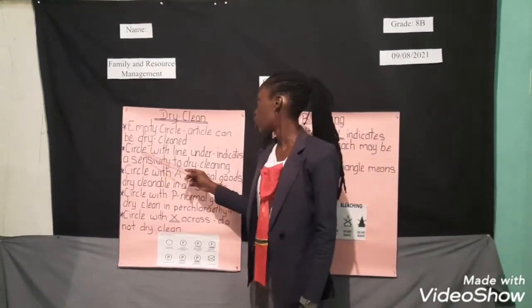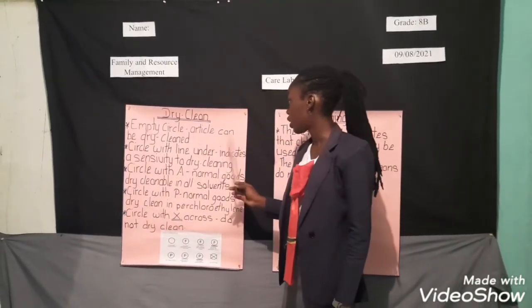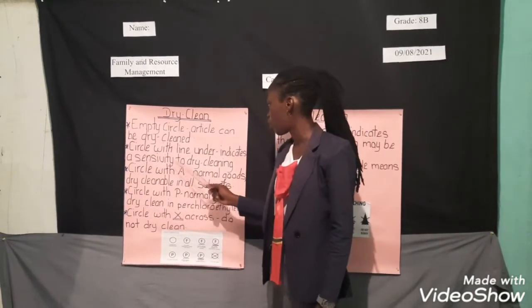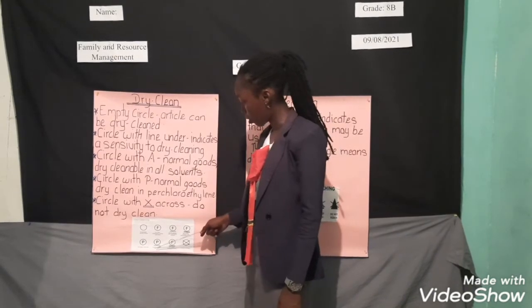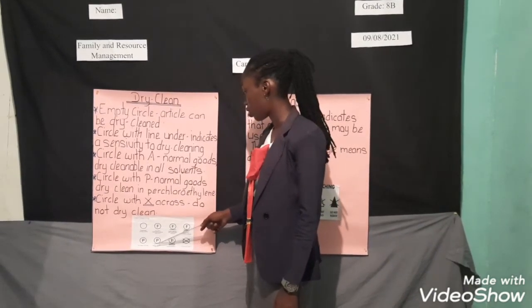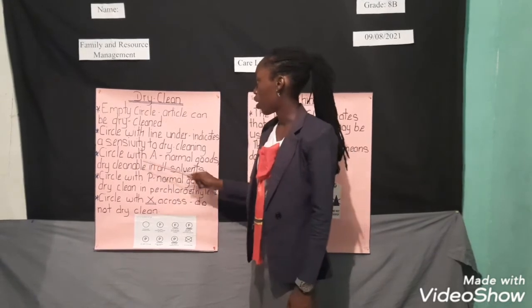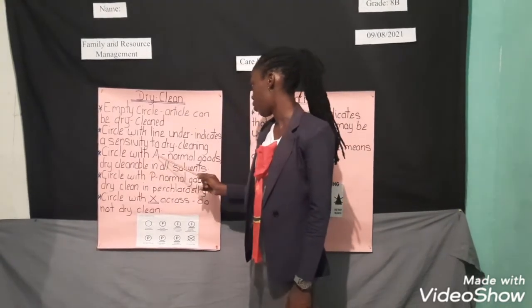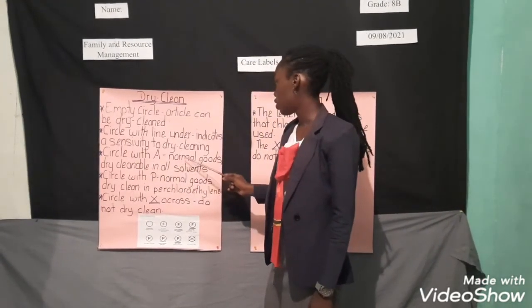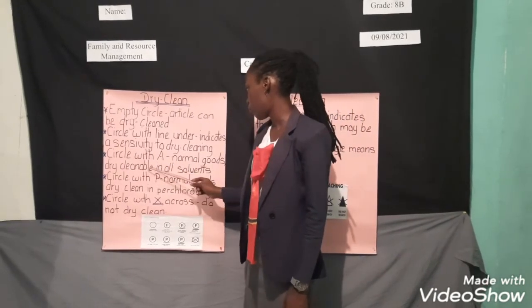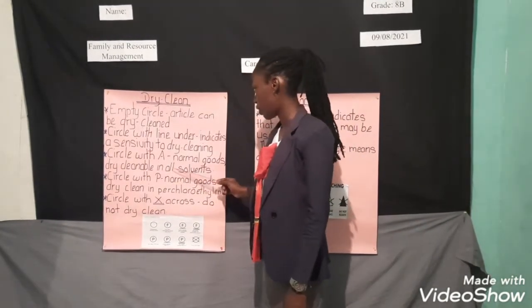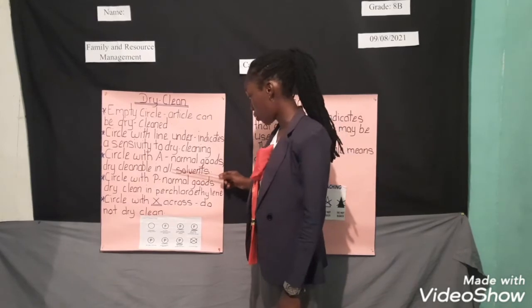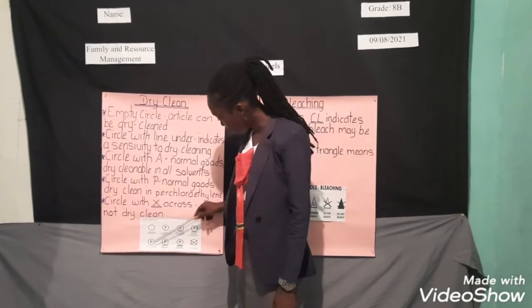Next point, circle with line under. Now this indicates its sensitivity to dry cleaning. 3. This is represented by this symbol with a P and the line underneath the circle. We have the circle with A. Now this means normal goods, dry cleanable in all solvents. Meaning the goods can be dry cleaned using all solvents. And it's represented by the symbol.